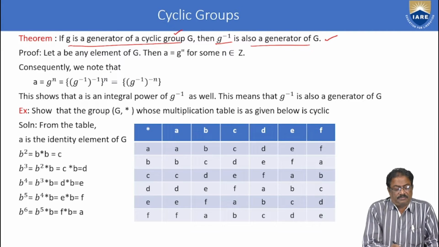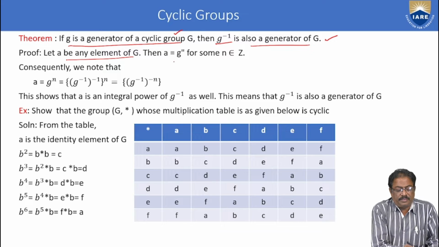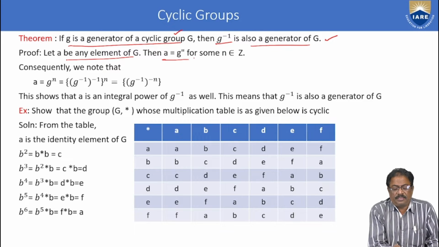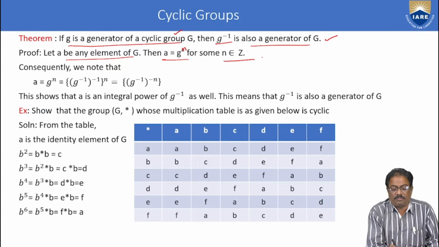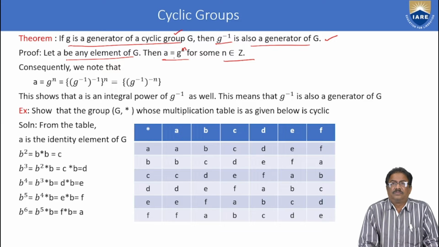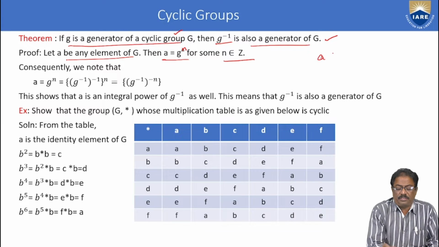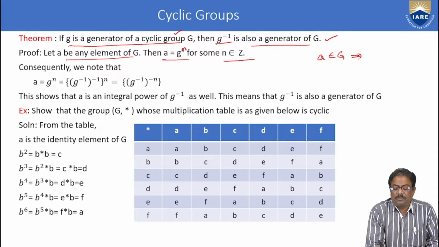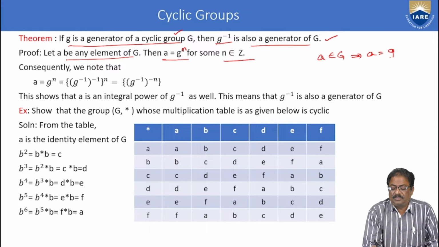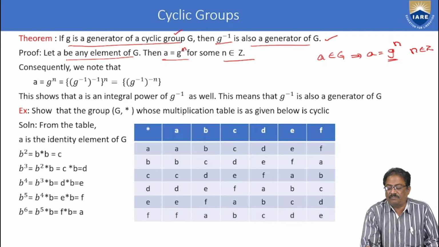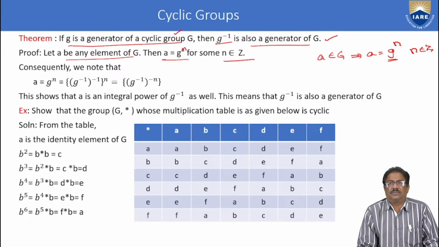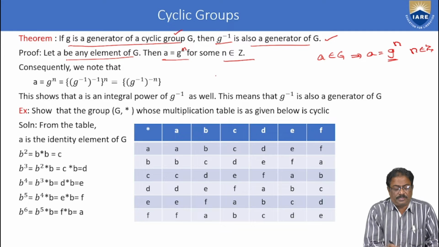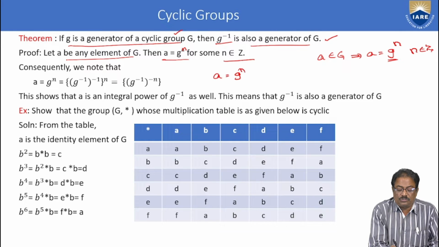So let us consider a to be any element of G. Then a can be written as g to the power of n for some n belongs to Z. So if I consider a belongs to G, this is going to be represented as g power n, some integral power, where n belongs to the integers. Now I am going to take it like this: a is equal to g power n.